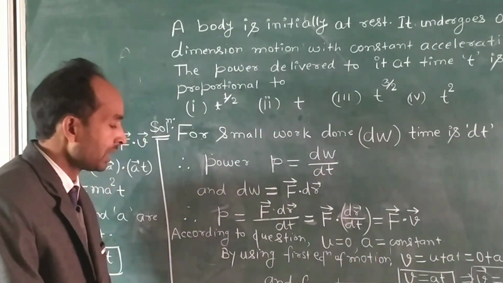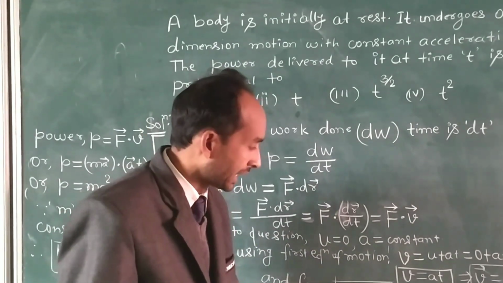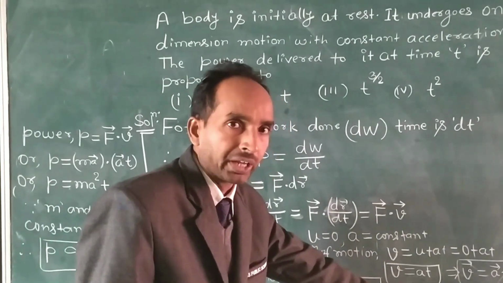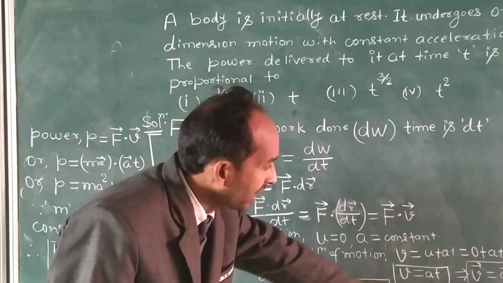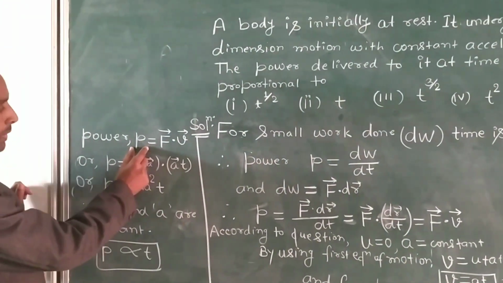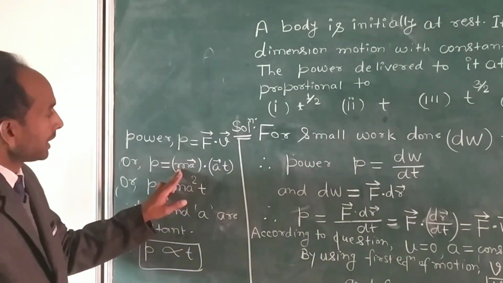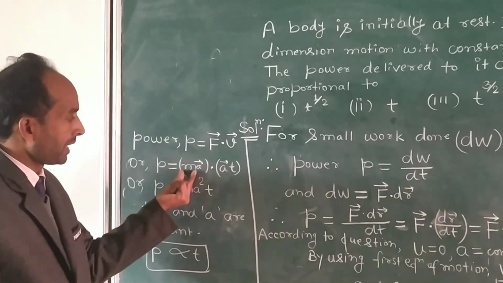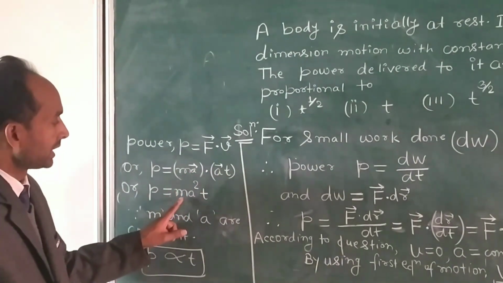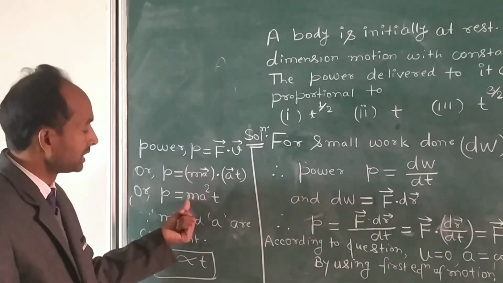Now force is equal to mass into acceleration by Newton's second law. It can also be written in vector form: F vector equals m into a vector. Now putting the values of F and v in the equation P equals F dot v, in place of F we can put m a vector, and here a vector into t. A dot a is a square, and m and t are scalar quantities, so it is written as m a square t.